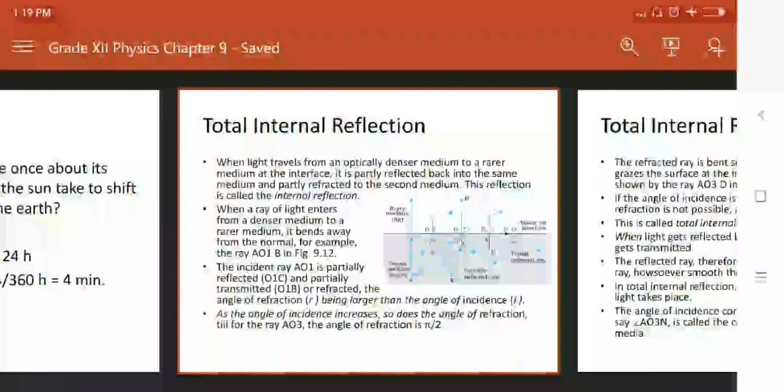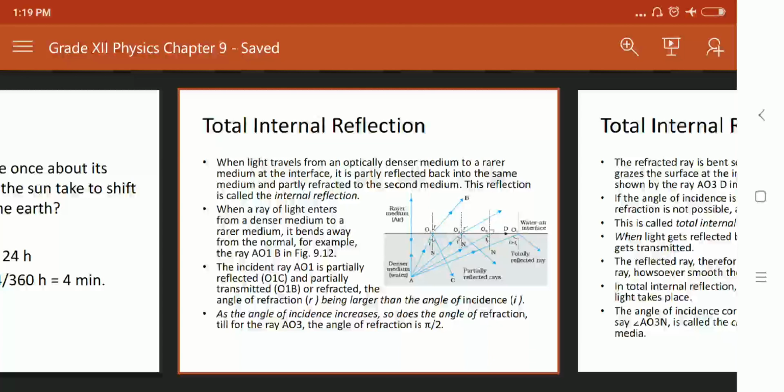Hello students, let us start our next session of chapter number 9, Ray Optics and Optical Instruments. Let us start this session with the topic Total Internal Reflection.